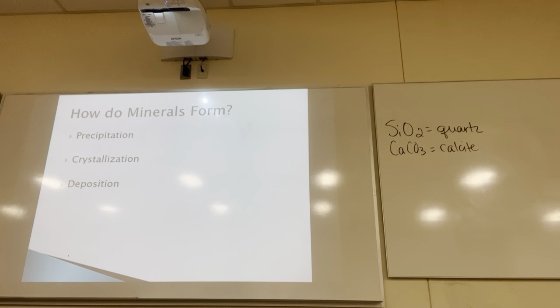All right, so then it becomes, how do minerals form? So there's three main ways in which minerals form. The first is precipitation, the second is crystallization, and then lastly is deposition. So these are the three main ways in which minerals form. We're going to talk through each one.